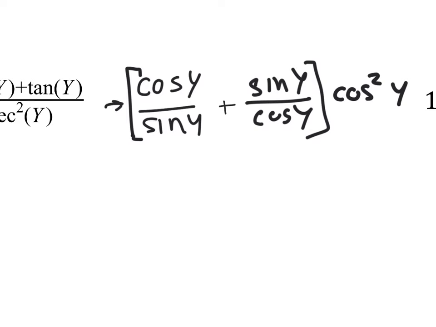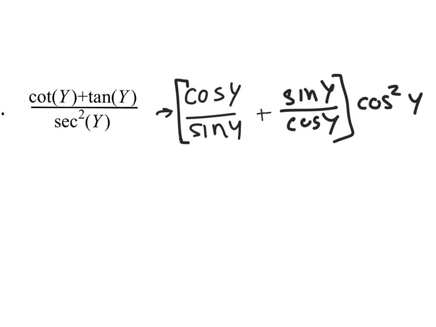I've converted the cotangent and tangent into their fractional forms, and I've taken the secant and converted it into a cosine. By converting it to cosine, I had to take the reciprocal. Since it was in the denominator to start with, it's now in the numerator. So it's multiplied by these two fractions. But how can you just do that? I don't get how you change that from secant.